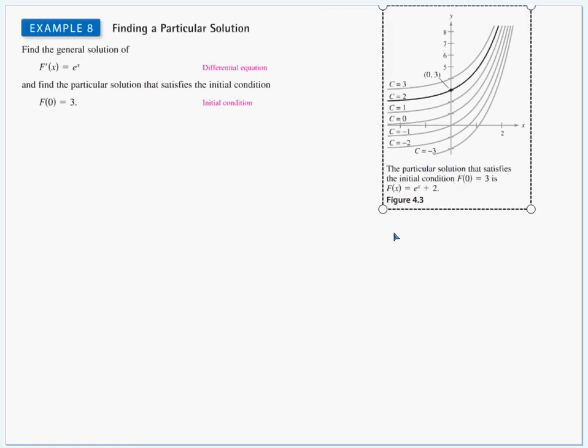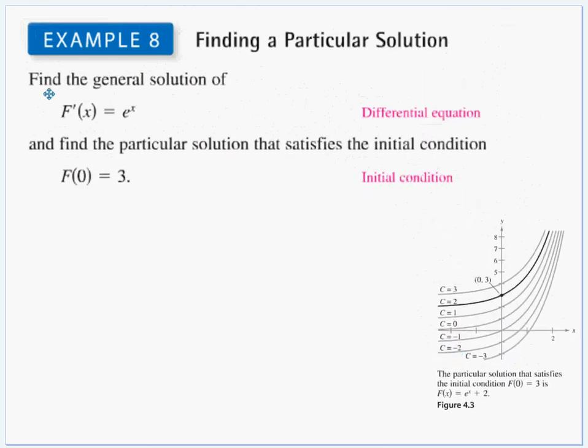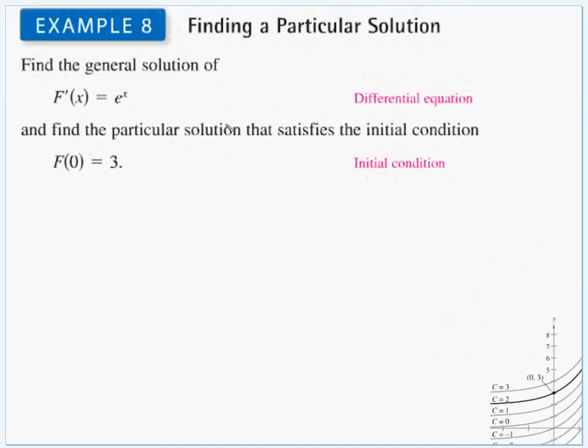And here's example 8. Let me make this a little bit bigger. There we go. Find the general solution of f prime of x equals e to the x, and then find the particular solution that satisfies this initial condition. Now here's one way they give it to you. They say that f of 0 equals 3. This is also the point 0, 3 is on the graph. Our input x is 0, our output is 3, so that is a point on the graph.